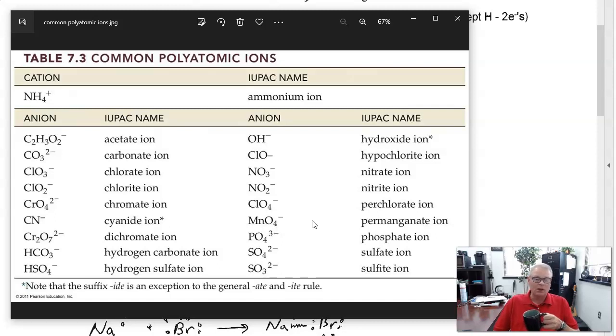Number one, you'll notice there's only one polyatomic ion in the entire chart that is positively charged. Everything else is an anion. That would be NH4+, your ammonium ion. You should remember that one because it's completely different than everything else.